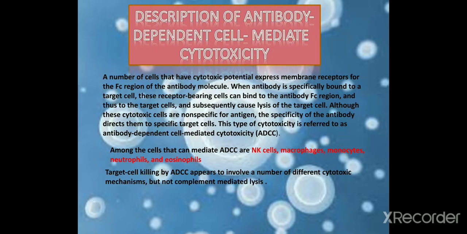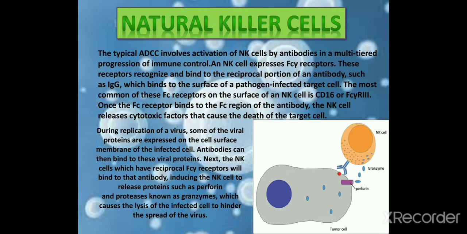Now let's come to our main topic after knowing these terms, that is antibody-dependent cell-mediated cytotoxicity. There are some cells in the immune system which help in antibody-dependent cell-mediated cytotoxicity. What are these cells? These cells are natural killer cells, macrophages, monocytes, neutrophils and eosinophils. Now let us see how these cells help in ADCC. NK cells, natural killer cells, express the Fc gamma receptor.